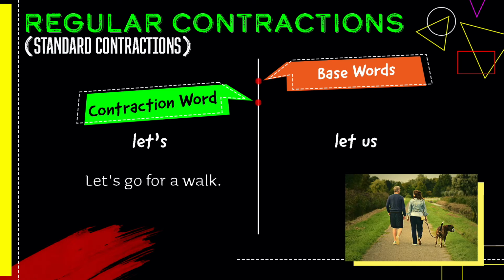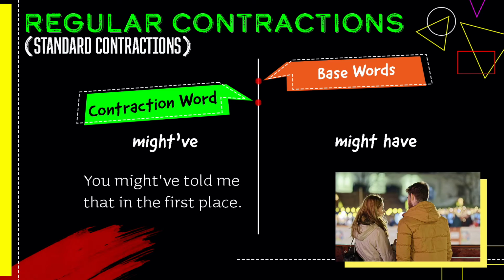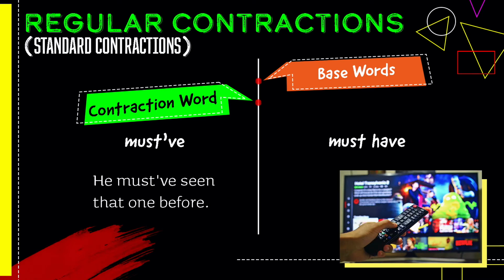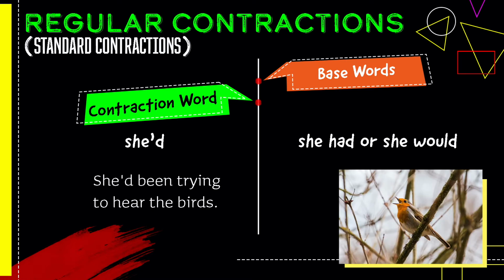Let us. Contraction: let's. Let's go for a walk. Might have. Contraction: might've. You might have told me that in the first place. Must have. He must have seen that one before. Base words: she had or she would. Contraction: she'd. She'd been trying to hear the birds.